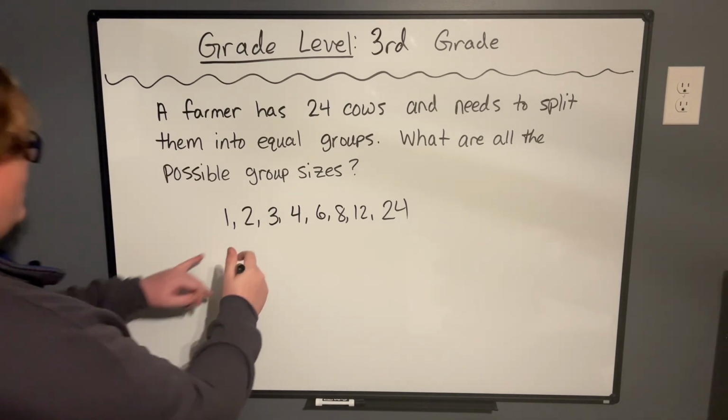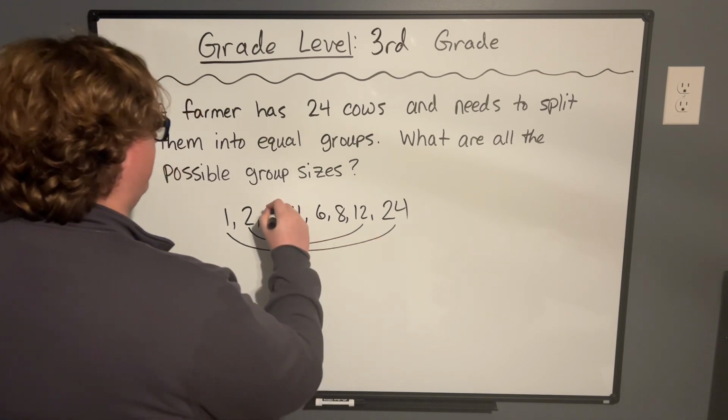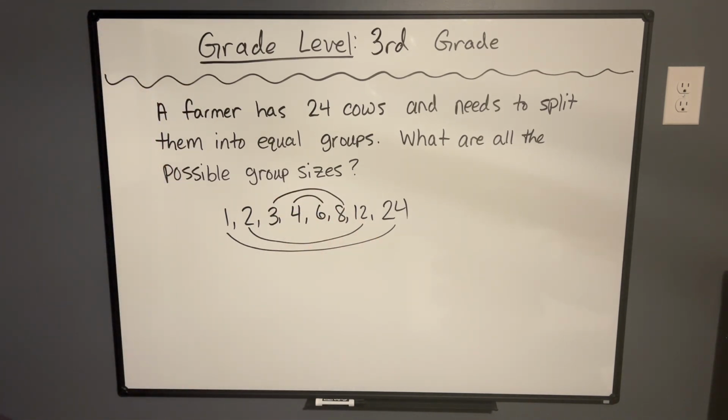So you can kind of see how they pair up here. The 1 pairs with the 24, the 2 with the 12, 3 and 8, and 4 and 6, right? They pair together. And so these are just finding all the factors of 24. So our possible group sizes are 1, 2, 3, 4, 6, 8, 12, and 24. So yeah, that was it for the 3rd grade. Let's go ahead and move on to 4th.